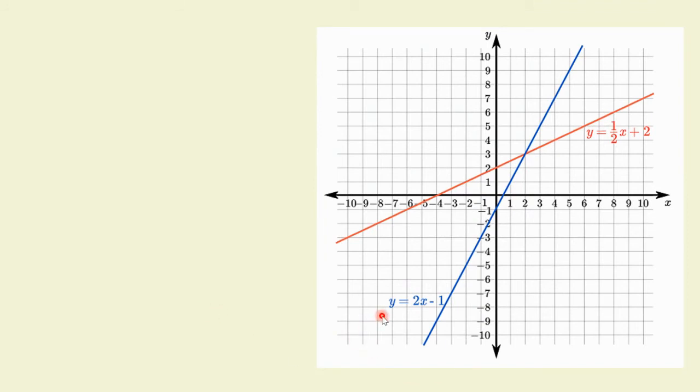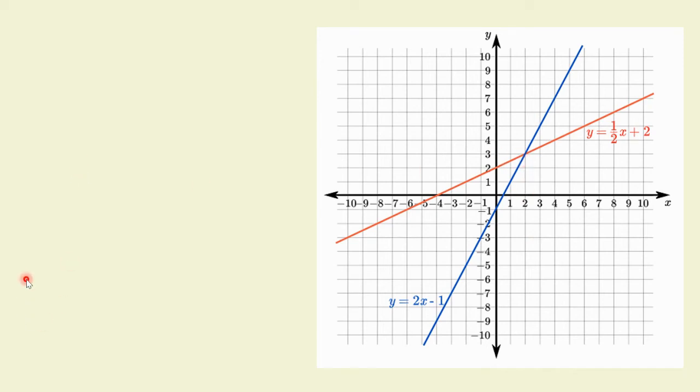Okay, again, we've got y equals 2x minus 1. We've got y equals half x plus 2. We've got a red line. We've got a blue line. We've got a point where they cross. I think I can see this one. Actually, this is one that was from the exercises that you've been looking at earlier. I think I can see that it's (2, 3).